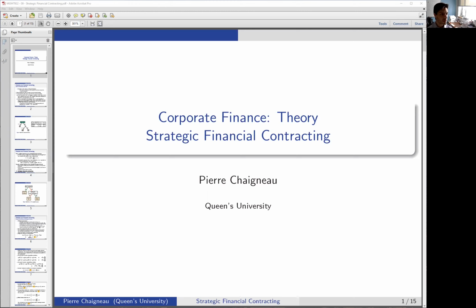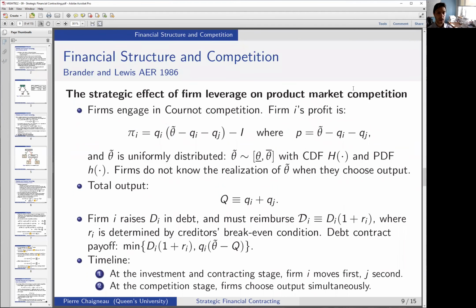Now we're going to focus on another aspect of strategic financial contracting, and this is going to be the choice of leverage by the firm. The choice of the capital structure, the choice between debt and equity. And in particular, we're going to study how leverage is going to have a strategic effect on a firm's competitor and therefore on the competition that a firm is going to face. This is a paper by Brander and Lewis in the AER.